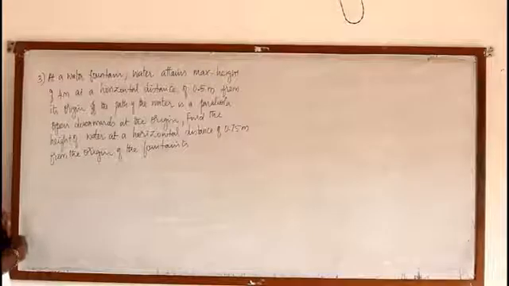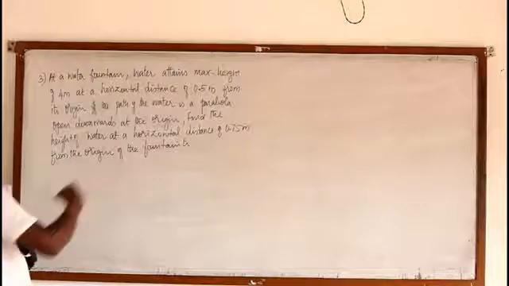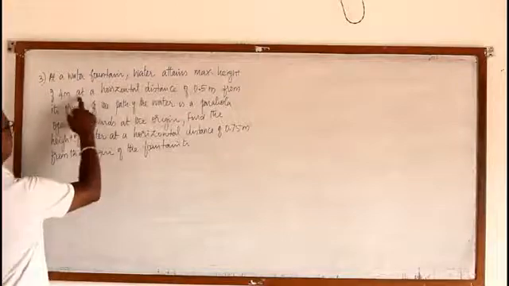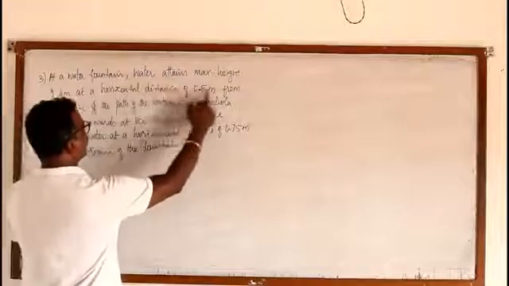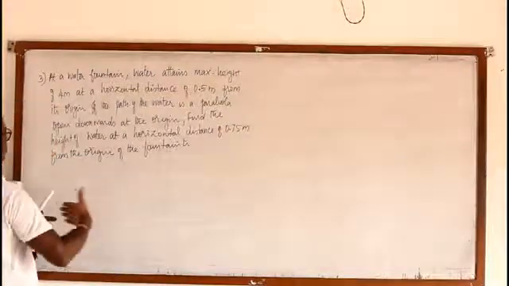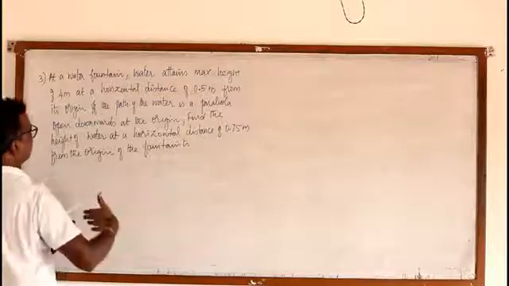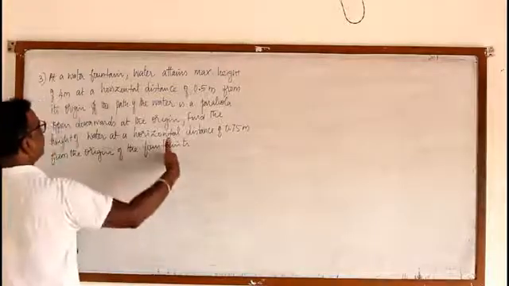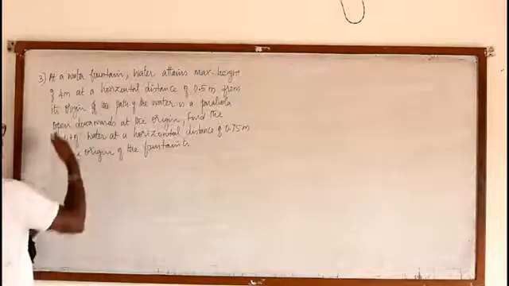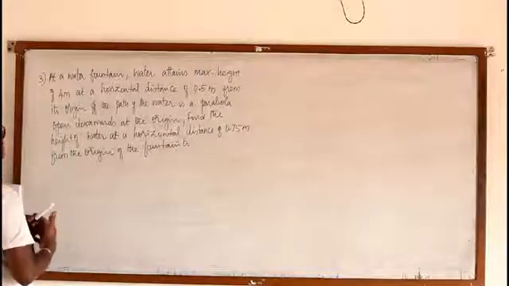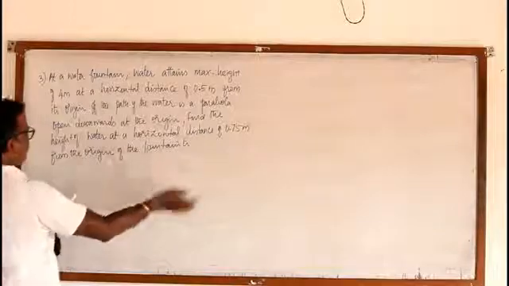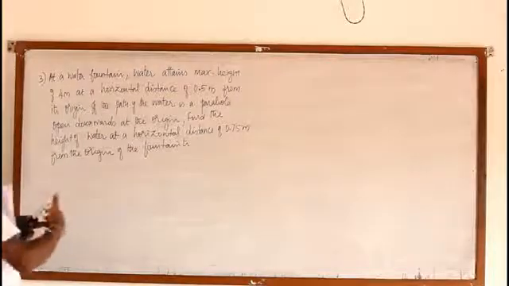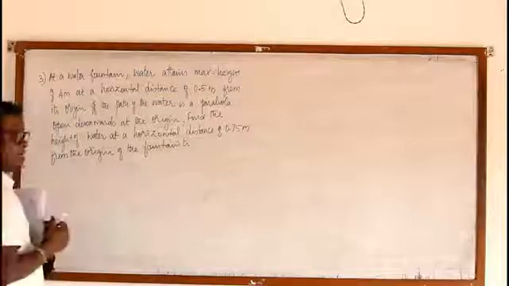Next we shall go to the third problem. At a water fountain, water attains a maximum height of 4 meters at a horizontal distance of 0.5 meter from the origin. So the water from the fountain is coming from the origin. If it is 0.5 meter, the height of the fountain is 4 meters. If the path of the water is a parabola open downwards at the origin, find the height of the water at a horizontal distance of 0.75 meter from the origin.